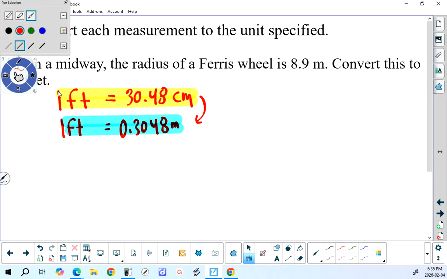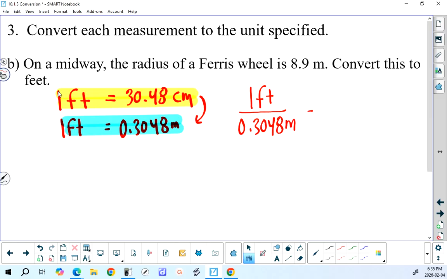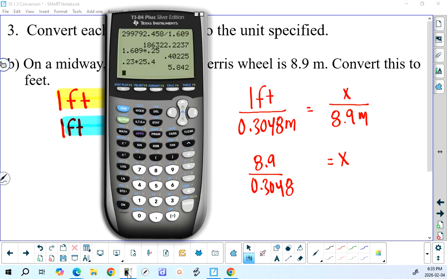So I'm going to use the blue highlighted. I go 1 foot over 0.3048 meters equals x feet over 8.9 meters. I hope that you see x is going to be 8.9 divided by 0.3048, because you're going to get 0.3048x equals 8.9. You have to divide. What's the answer to this question? 8.9 divided by 0.3048.